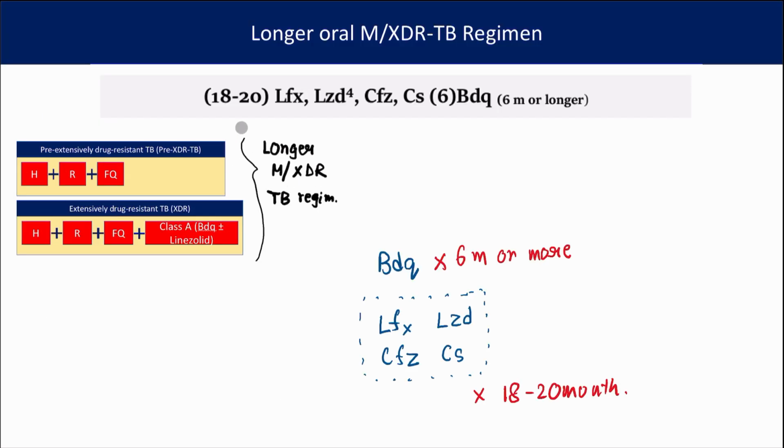Okay, so what is your longer regime? You know, in pre-XDR and XDR TB, we are giving a longer MDR-TB regime. And here, bedaquiline-based treatment should be continued for 6 months or more. And look here, writing this is further easier. So this is your levofloxacin. And by this side, you need to write LZD, that is your linezolid. Okay, both starting with L. And here your clofazimine and CS, this is your cycloserine. Okay, both C and both L. So this is so easy.